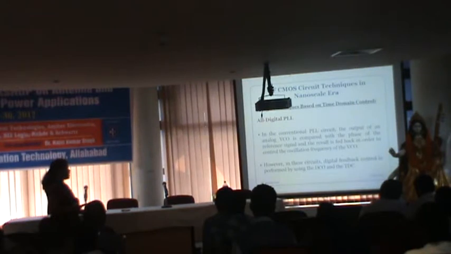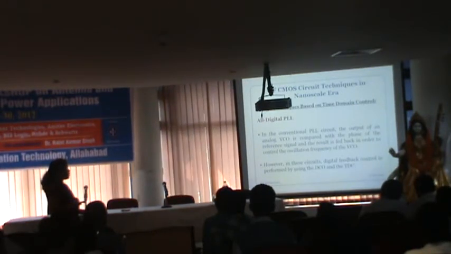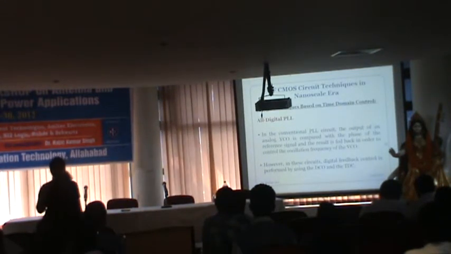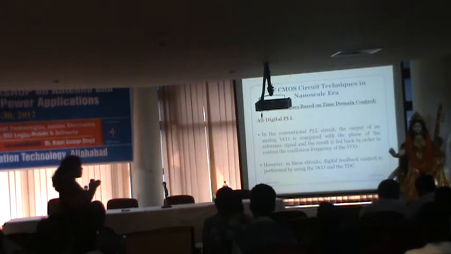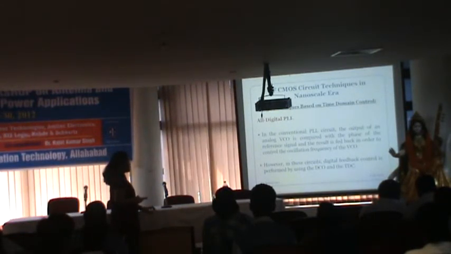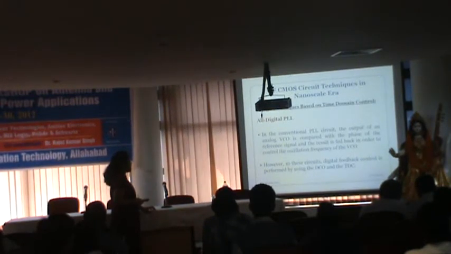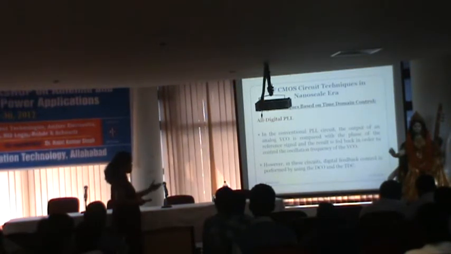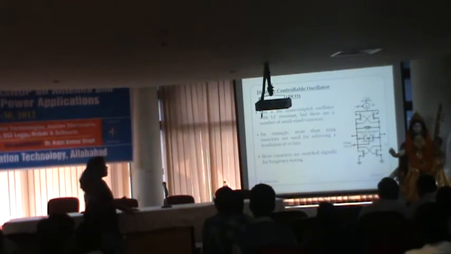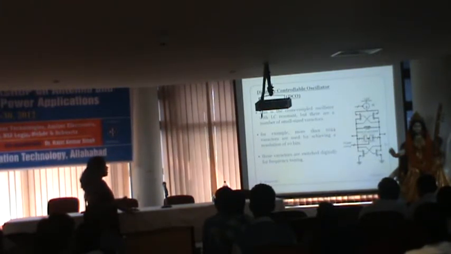In the conventional PLL circuit, the output of an analog VCO is compared with the phase reference signal, and the result is fed back in order to control the oscillation frequency. So you are working in the analog domain. Now, in the all-digital PLL, that is your ADPLL, digital feedback control is performed by using the DCO and the TDC, which we have seen in the previous slide.